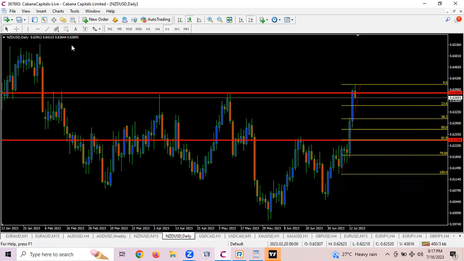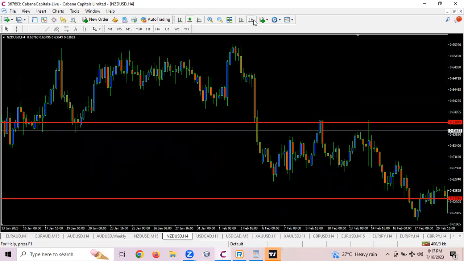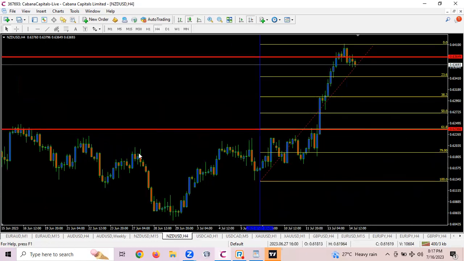You could also go down to lower time frame to identify fair value gaps around the discount zone. Okay, so let's go down to 4-hour time frame. We have fair value gap.